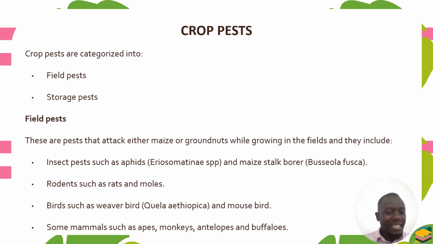I've got insect pests such as aphids. Then we've got rodents such as rats as well as moles. Then I've got birds such as weaver birds, and also mouse birds. Then we've got some mammals. Examples of these mammals, I've got apes, monkeys, antelopes, as well as buffaloes.